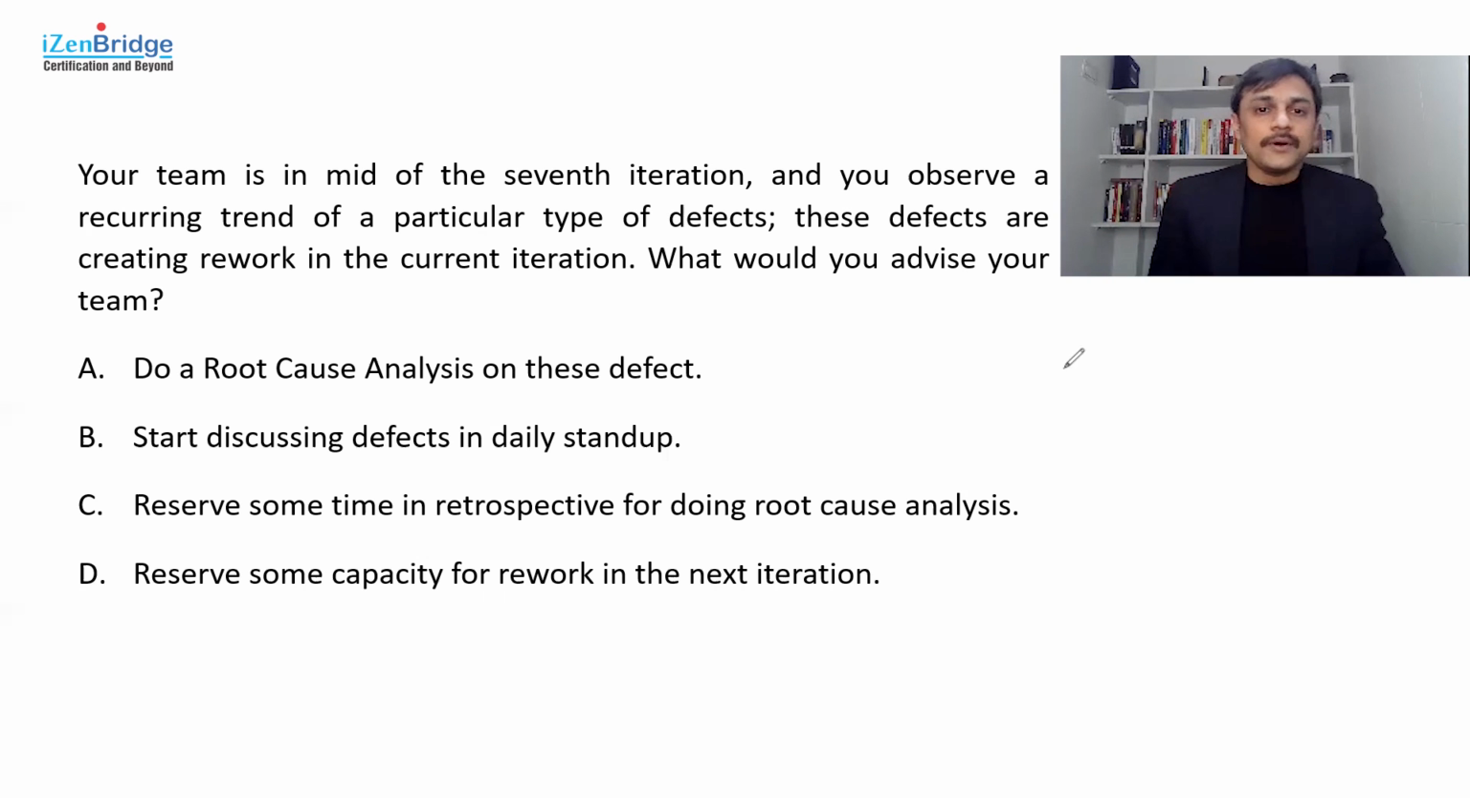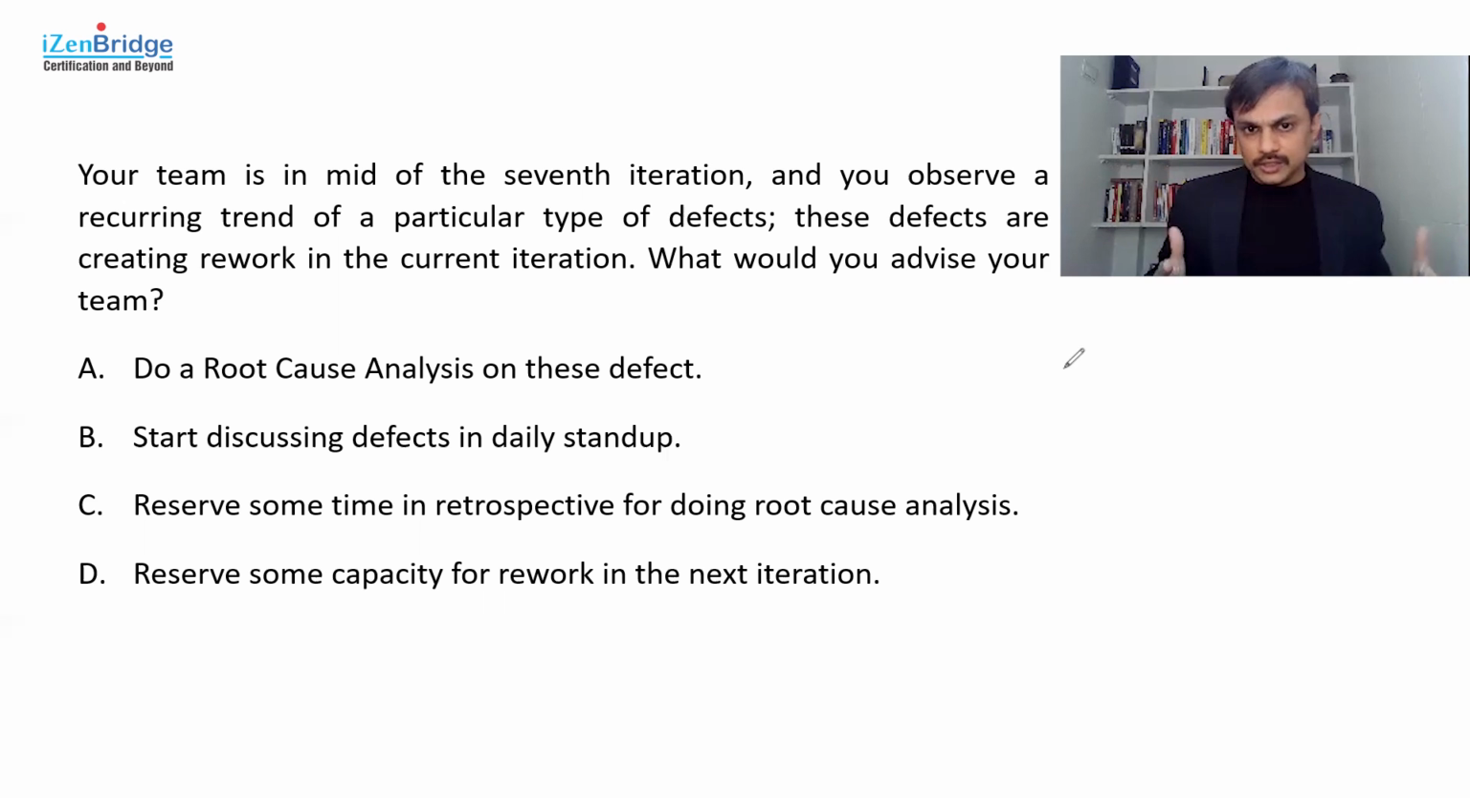Now, the interesting thing about A and C is both of them are talking about doing root cause analysis. The only difference is that C is saying let's do the root cause analysis during the retrospective meeting. Let's continue the way we are going in the current iteration, record all these issues, and analyze them in the retrospective. That seems to be a good choice, probably. Option A is saying, since we have a lot of rework happening in the current iteration itself, why wait for the retrospective? Why can't we do a root cause analysis now and get rid of it so that we can deliver our iteration in a better way?